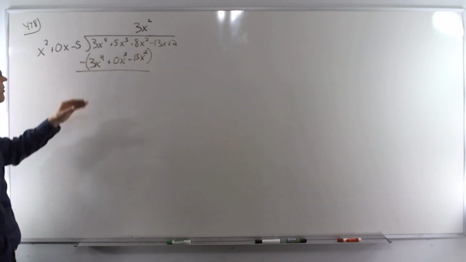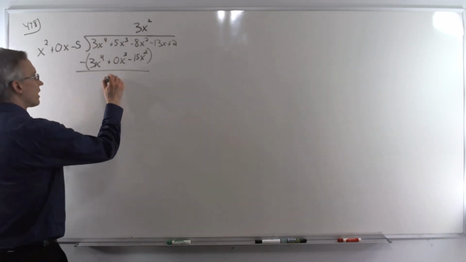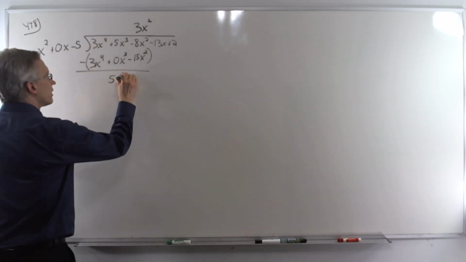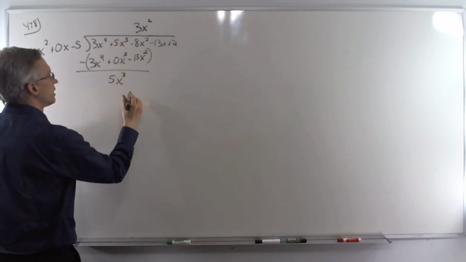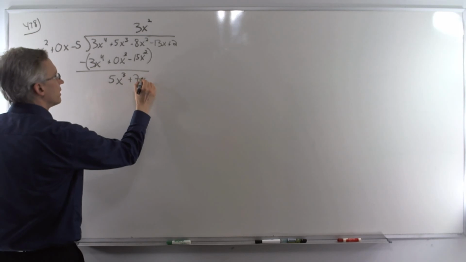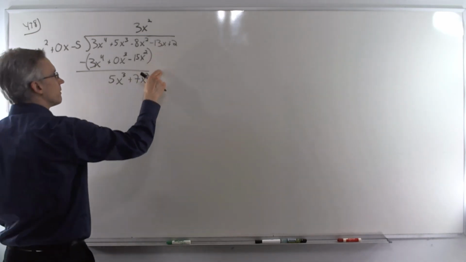Now we'll subtract. 3x to the 4th minus 3x to the 4th, that's 0. 5 minus 0 is 5, so we get 5x to the 3rd here. And then negative 8 minus negative 15, that's negative 8 plus 15, which is positive 7x squared. All right, bring down the next term, minus 13x.